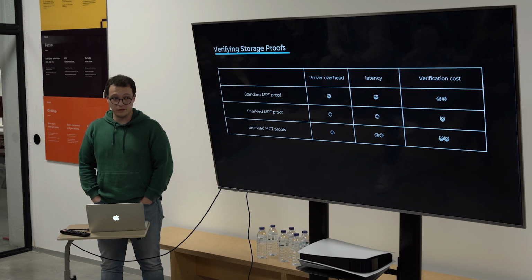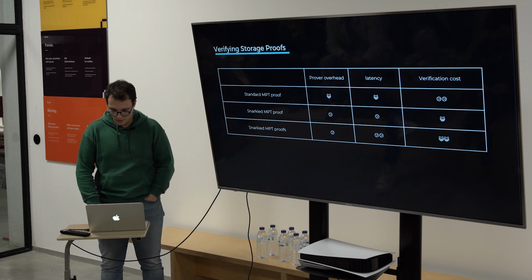So prover overhead, yes, significant because we need to do it. Latency, yes, because we need to prove more stuff. But verification costs, we are very happy because we just batch things together.